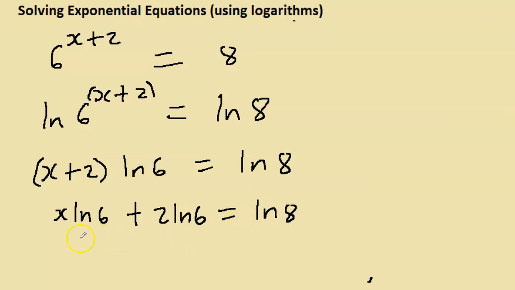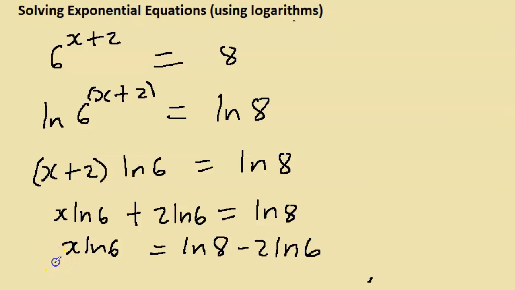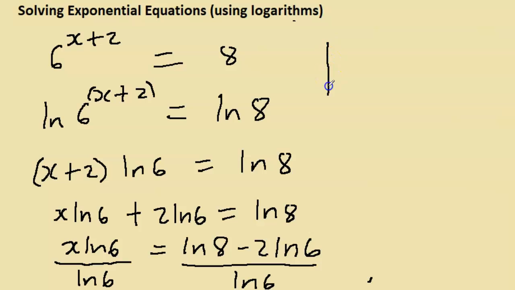Alright, so we're solving for x, so this should be straightforward. So we have x ln 6 equal, so we group that. This 2 ln 6, we group it with the ln 8. So it's minus 2 ln 6. And then to get the value of x, we divide both sides by ln 6, right? So over here, ln 6 into itself, that's 1, so it's just 1x.